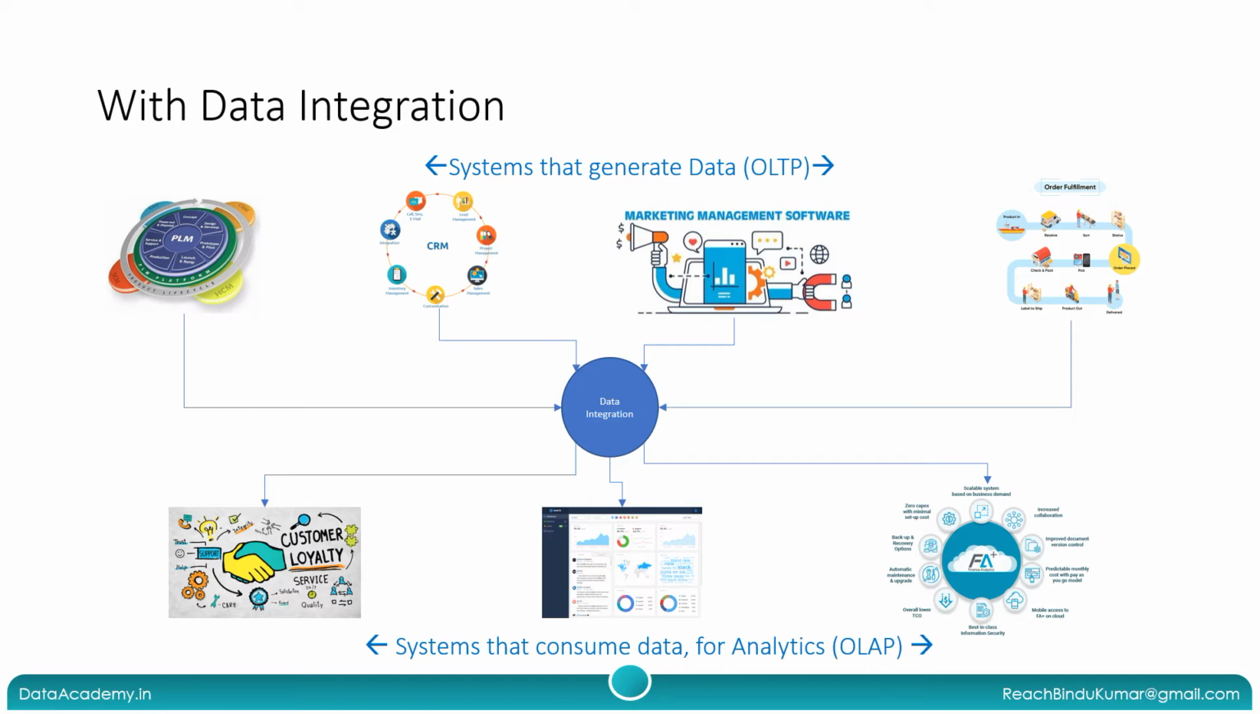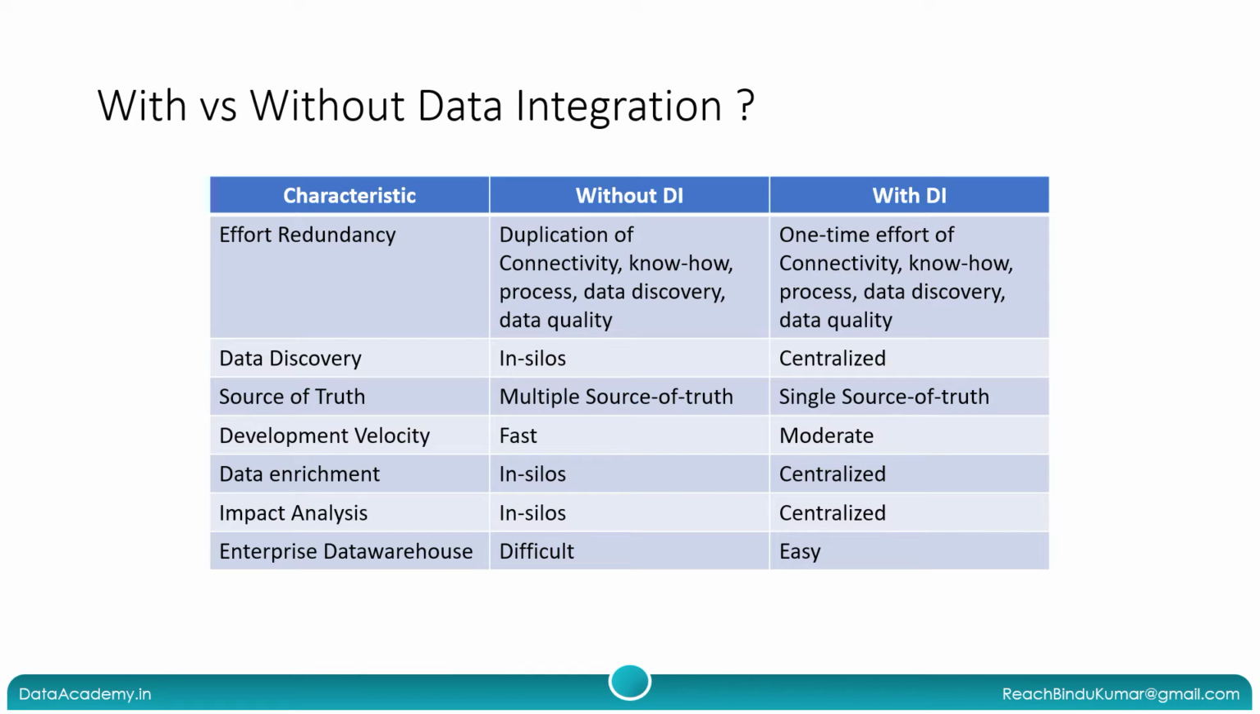Data integration project tries to become a single source of truth from where all the data that is needed can be consumed in a centralized fashion. Now let us look at some of the differences between an organization with a data integration project or without a data integration project. So the first characteristic that we are going to look at is effort redundancy.